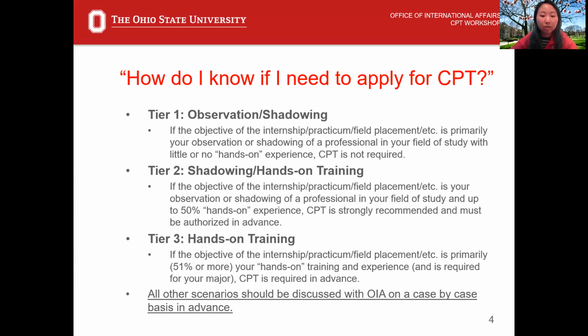Tier 2 is shadowing, hands-on training. If the objective of the internship is the observation or shadowing of a professional in your field of study and up to 50% hands-on experience, CPT is strongly recommended and must be authorized in advance. And finally, tier 3, hands-on training. If the objective of the internship is primarily, over 50% or more, hands-on training and experience and is a requirement for your major, CPT is required in advance.